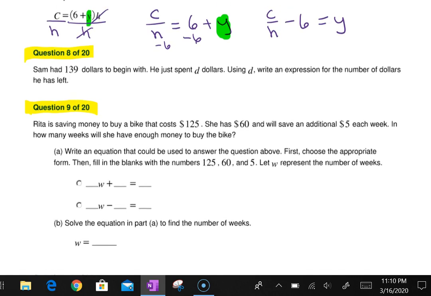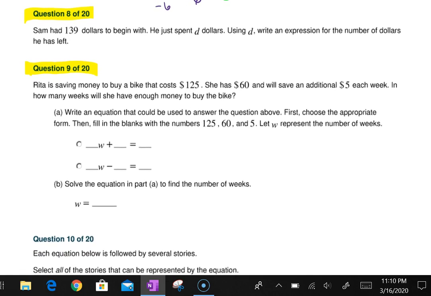You're going to have somewhere you're going to have to deal with these word translations into algebraic expressions. So you have to think about the fact that Sam had $139 to begin with. That means that's his starting point. He starts with $139, but he spends D amount of dollars. Spending means that it's going away, so you would take away D.